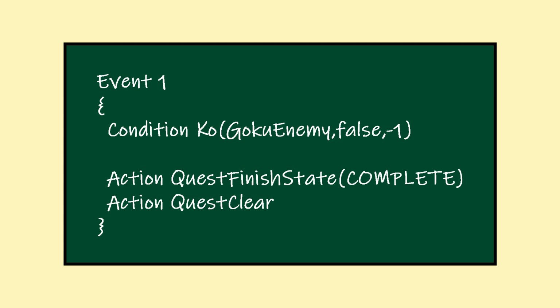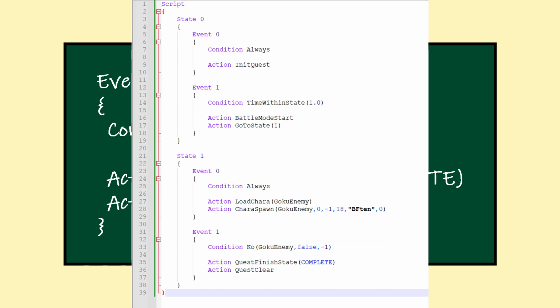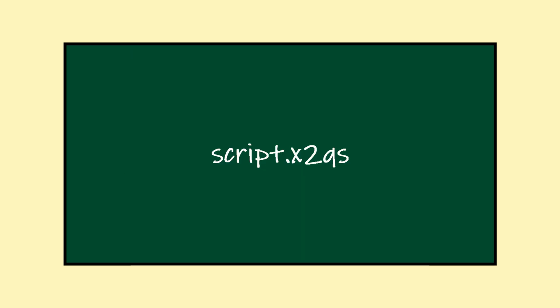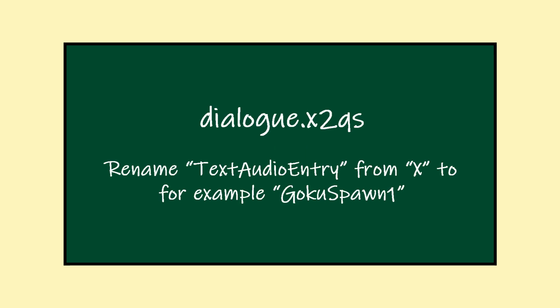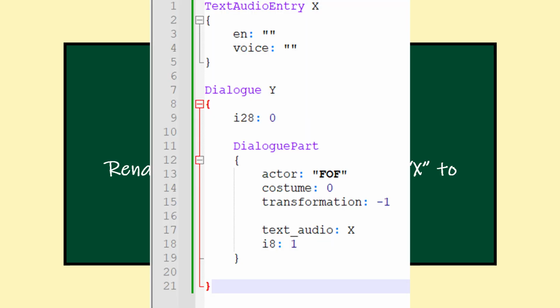If you did everything correctly, your script file looks like this. And that is the entire script file finished. Now you have a basic quest done that you can go play. But before that, let's look into dialogues. Here, type what you see on screen.